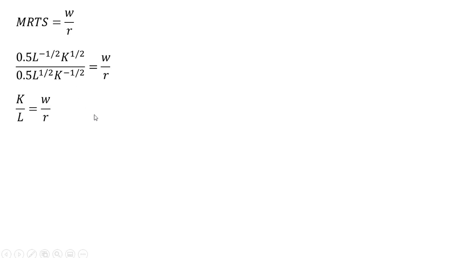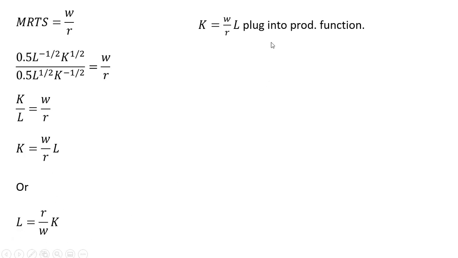Now we're going to simplify. So the 0.5s cancel. L to the minus 1/2 over L to the 1/2 just leaves us with L in the denominator. And then the K's here will just simplify to K in the numerator. Solving this for K, we have the following, and we could also solve it for L, which will be convenient later. Our next step is to take this first expression where the capital equals the wage divided by the price of capital times L and plug it into our production function.